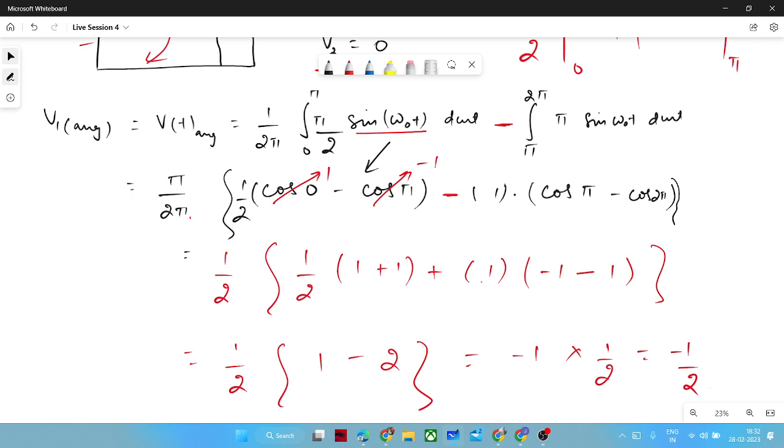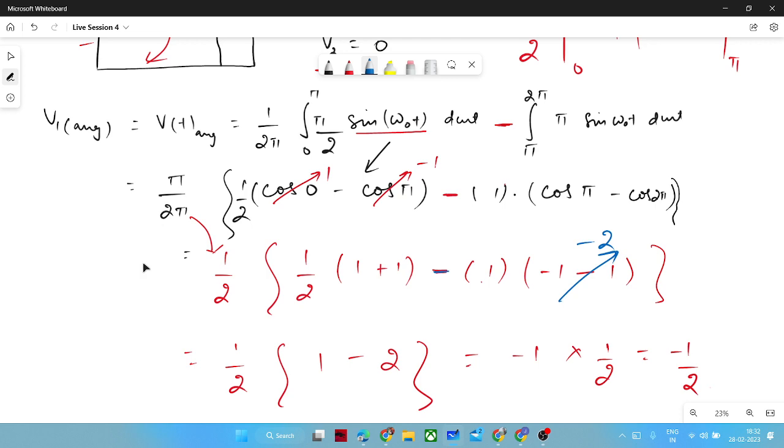So pi by 2 pi will come out to half, and half into cos 0 minus cos pi will be 2. So in total it will be half, and again this minus should be here, and 1 into cos pi minus cos 2 pi. Cos pi is minus 1 and cos 2 pi is minus 1. So minus 1, it will be minus 2. Minus 2 into 1 will be minus 2. And I think one negative point has come extra. Is there anything we have missed?